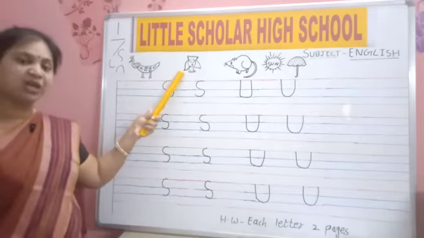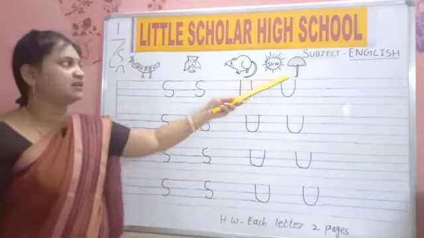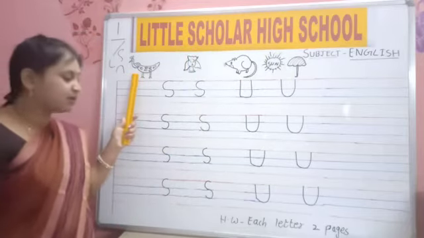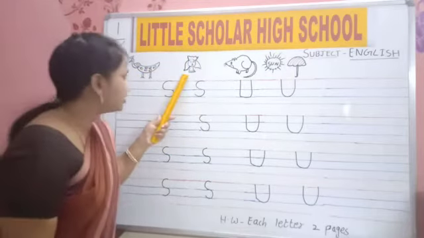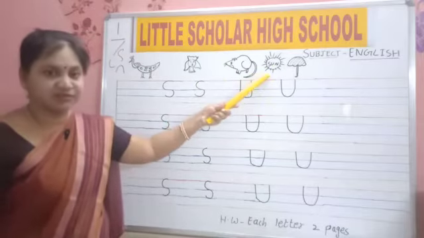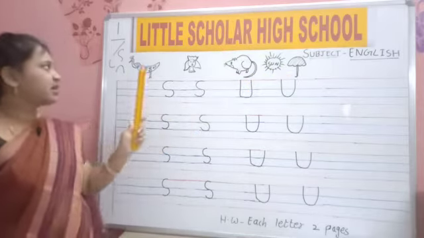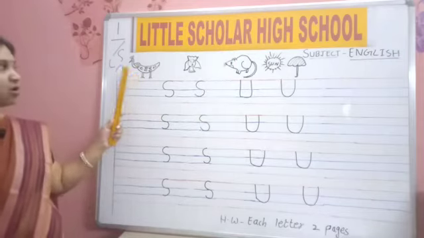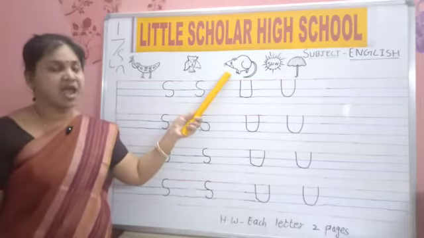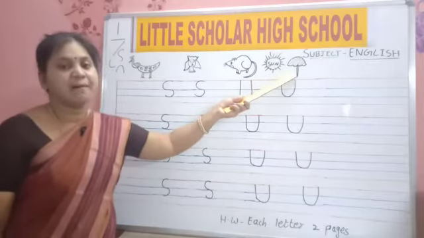Q for queen. R for rat. S for sun. U for umbrella. Once again, yes. P for peacock. Q for queen. R for rat. S for sun. U for umbrella. Once again, P for peacock, Q for queen, R for rat, S for sun, U for umbrella.